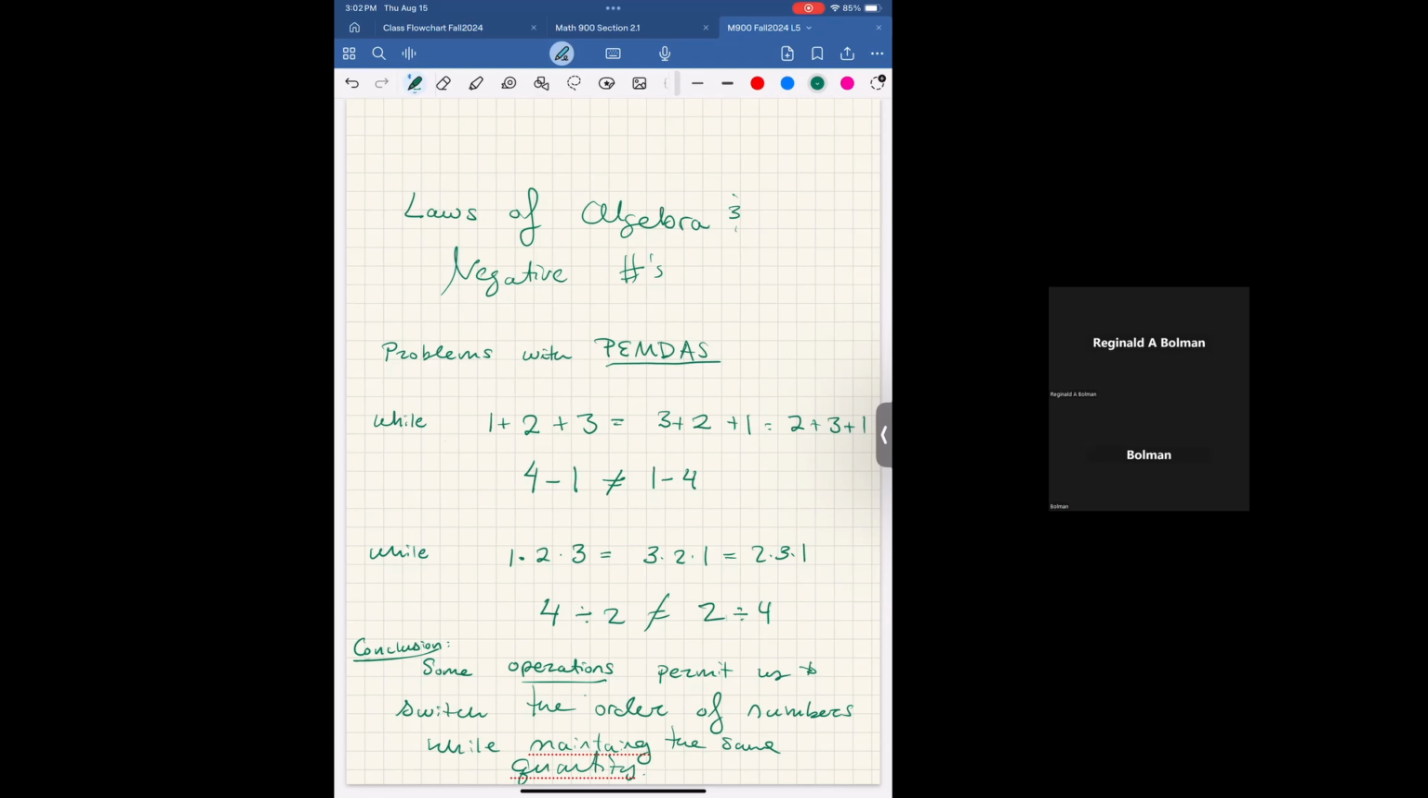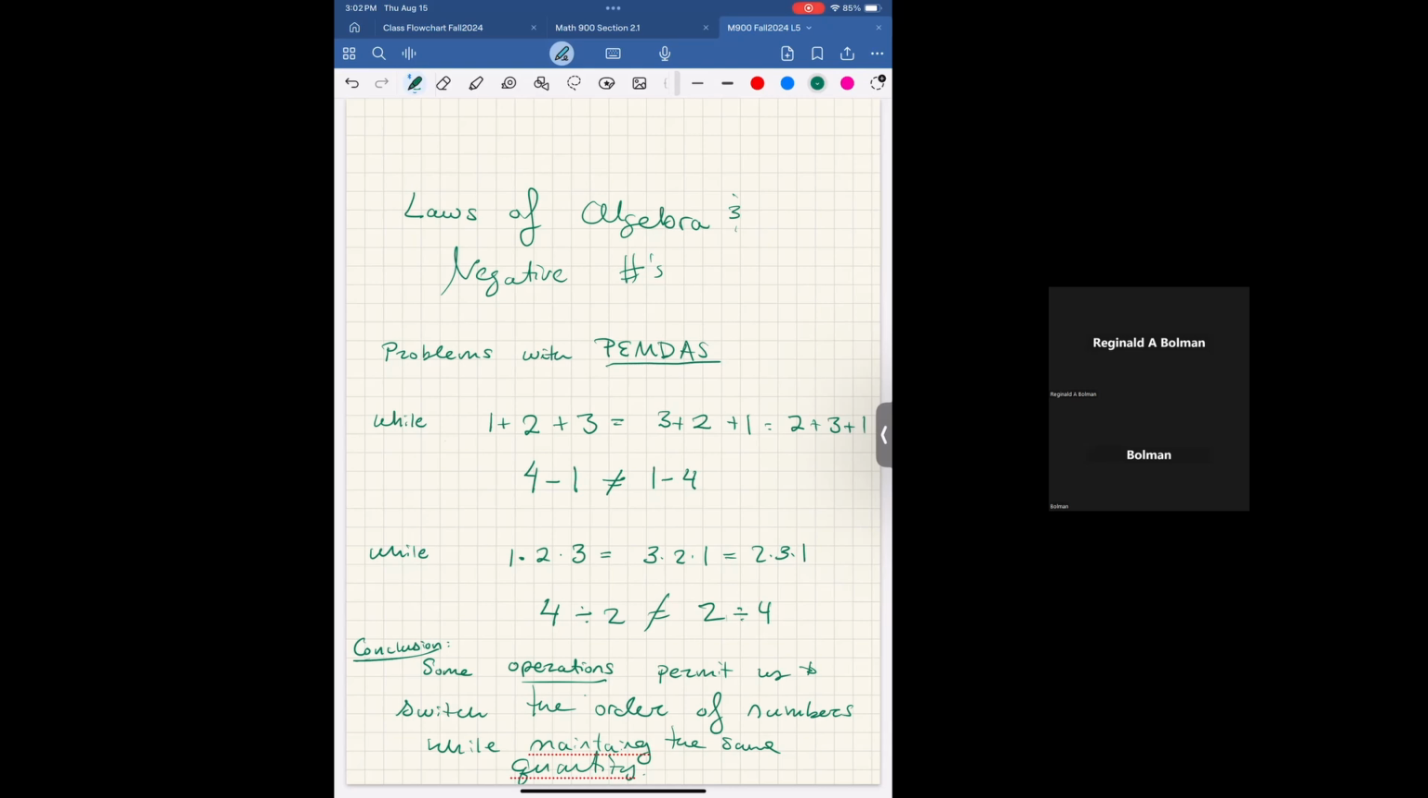Welcome back, class. Today we will discuss the topic of the laws of algebra in a little bit more detail than we were able to do last class. And we will dive into the subject of negative numbers as well. Now, what motivates our interest in discussing the laws of algebra is that we found there was some strange behavior when we tried to evaluate certain expressions using PEMDAS.